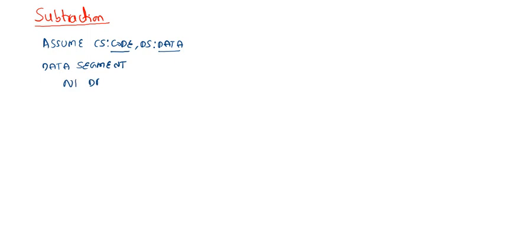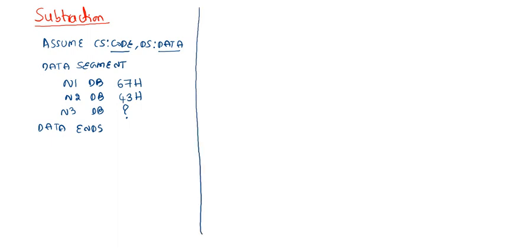Number 1, define byte. Let us consider 67H. Next, number 2, 43H, and the resultant entry let us store with the question mark symbol. After the subtraction, we can store the result, or we can replace this question mark with the result. Now data ends. So I am writing the next part here. Whatever we need to write, I am going to write here.